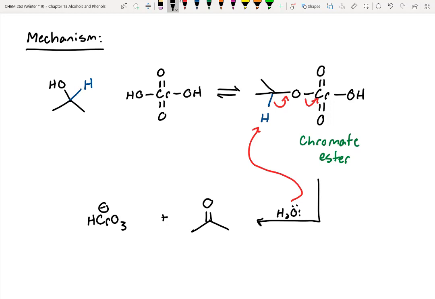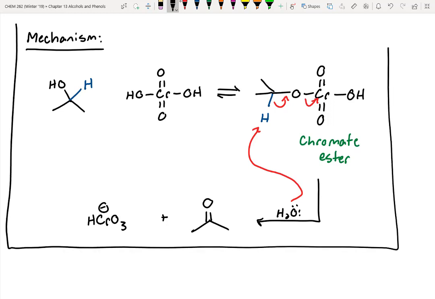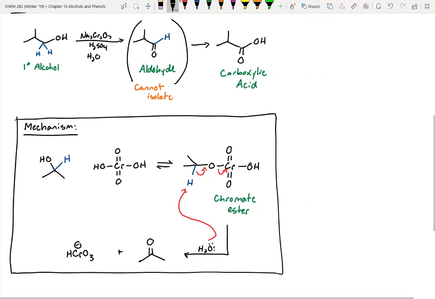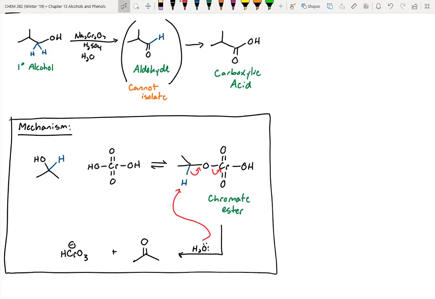All right, so this is the short and simple mechanism of this transformation. The reality is that first equilibrium step is obviously a lot more involved than they're showing here, but we're going to leave it like this for right now. All right, so now going backwards. We talked about this mechanism up here. We said that we cannot isolate the aldehyde because our oxidant was too strong. So a simple solution is find an oxidant that's a little bit weaker, one that's gentle enough to stop at the aldehyde, but isn't so strong that it overshoots and goes to the carboxylic acid.